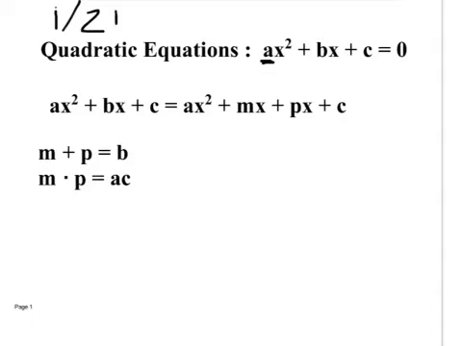Okay, ax squared plus bx plus c equals ax squared plus mx plus px plus c. M and p, when you add them, give you b. So when you add m and p here, you get b. When you multiply m and p, you get a times c. It'll make more sense here in a minute. But if you multiply them, then you get a times c.